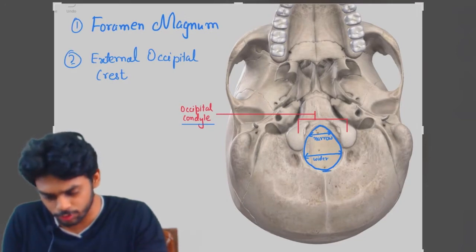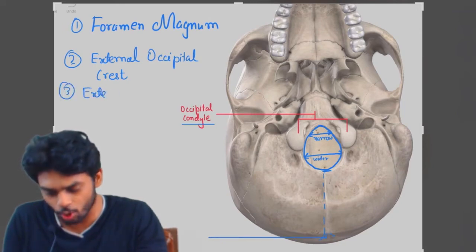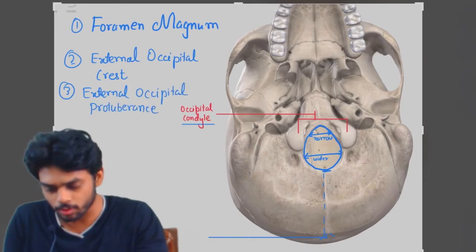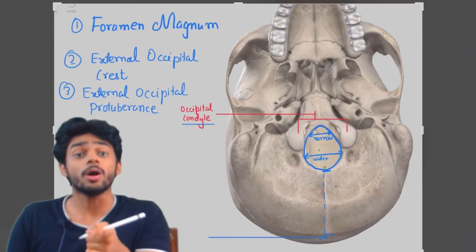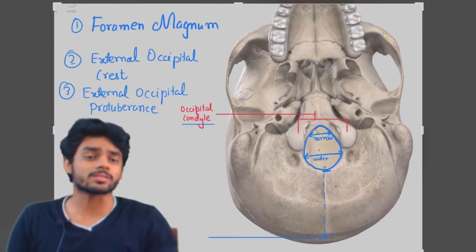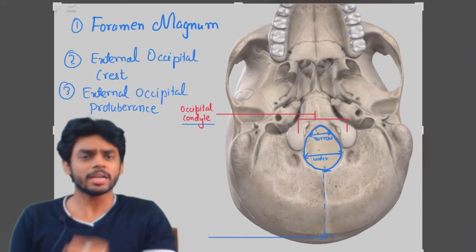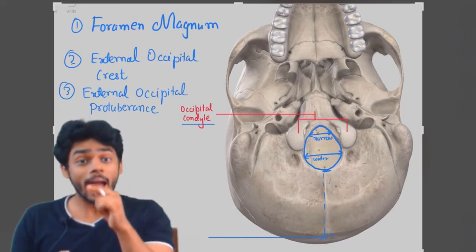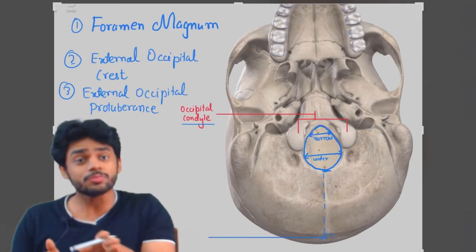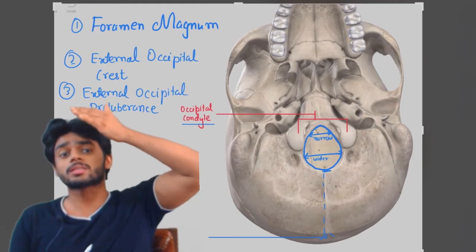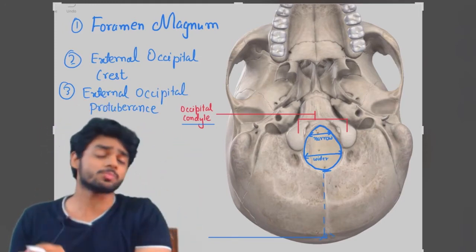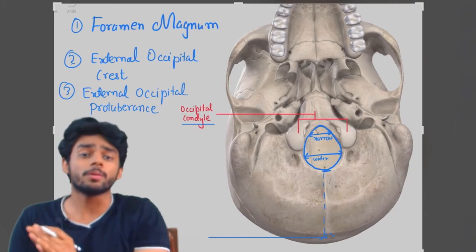The external occipital crest starts from the foramen magnum and reaches till the external occipital protuberance. Here is the external occipital protuberance. Okay, what is the external occipital protuberance? It is the projection which is located at the posterior end of the crest, and it can be easily felt. It is that point where the back of the neck becomes continuous with the scalp. When you feel the back of the neck, it becomes continuous with the scalp at this point, the external occipital protuberance.